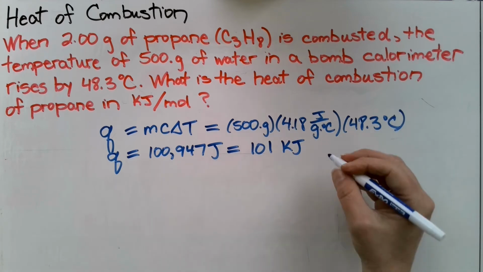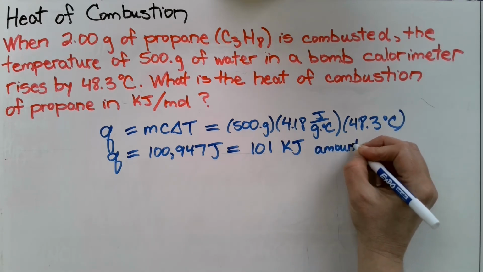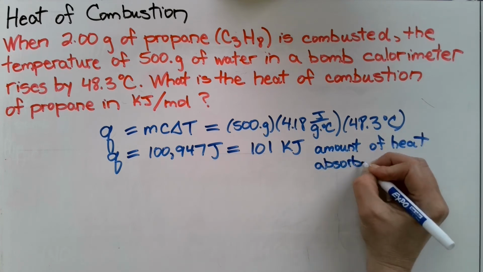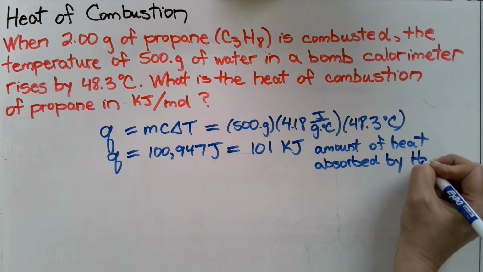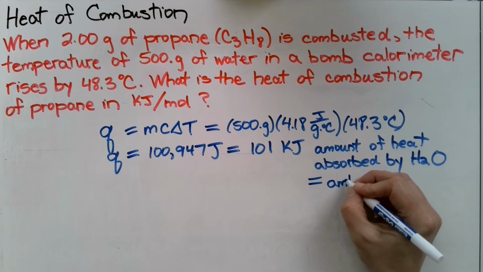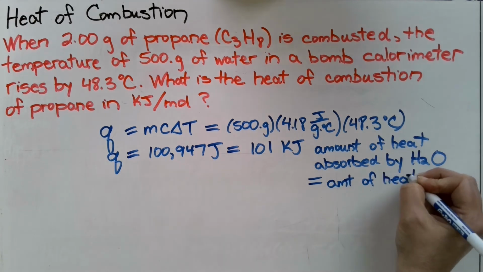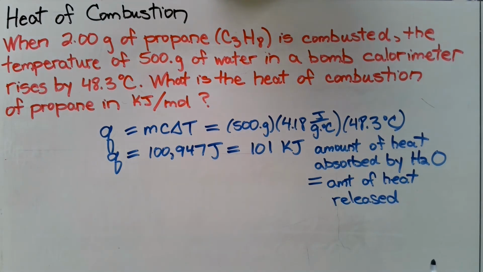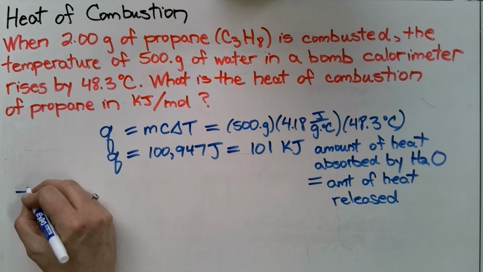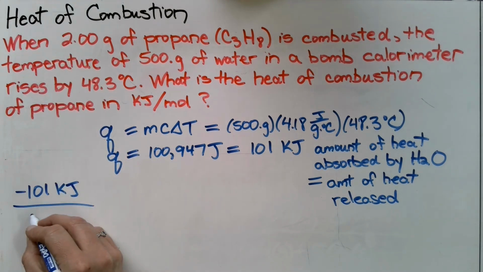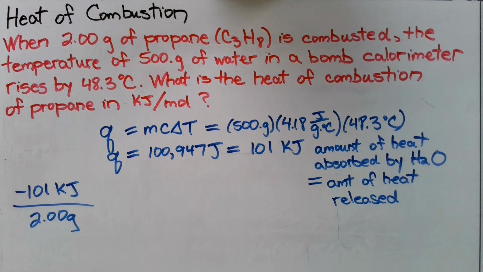So now if this is the amount of heat absorbed by the water, then that must be equal to the amount of heat released from the burning of the propane. So that equals the amount of heat released from the propane. However, it's negative. So we know that there's negative 101 kilojoules released when 2 grams of propane is burned.